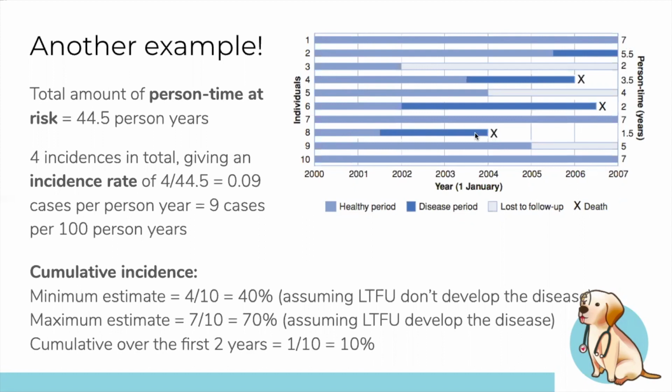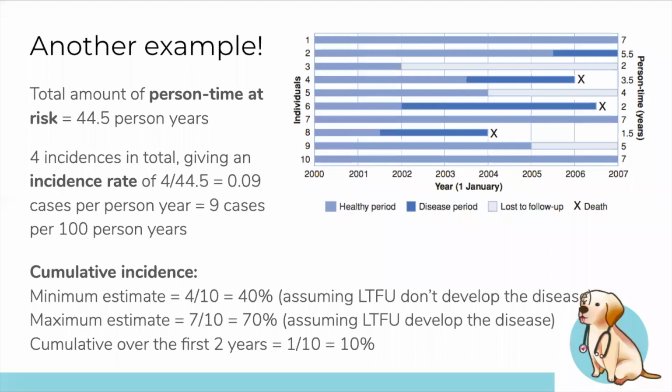And you divide the new events by person time at risk, which gives you about 9 cases per 100 person years. And then you can also do cumulative incidence. So you look at a certain time frame and look at everybody that participated to see which proportion of people have developed the disease.